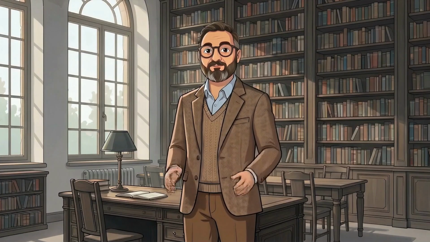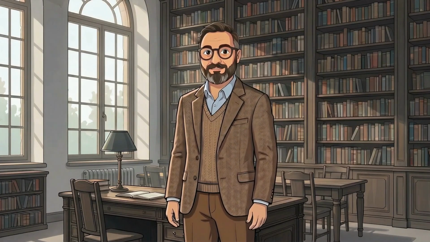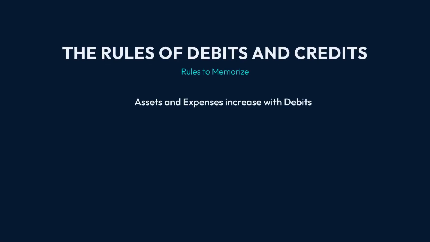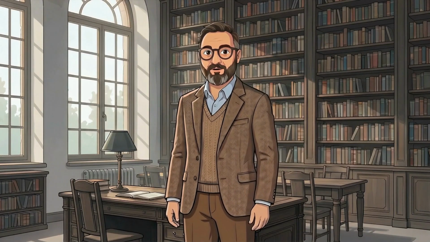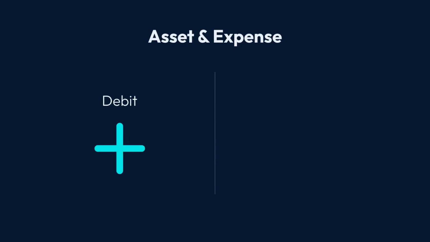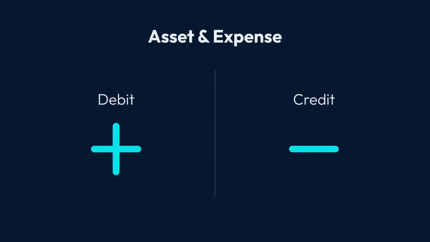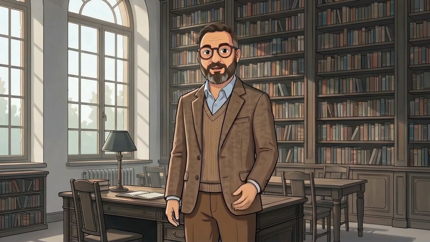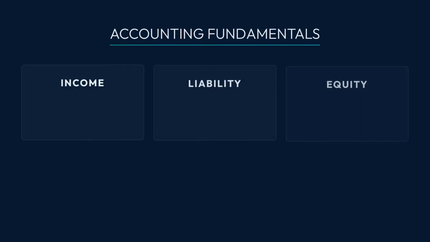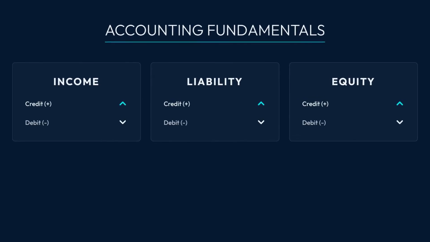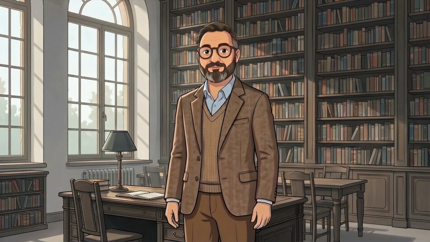The 5 account types we've discussed, asset, liability, equity, income, and expense, are affected by the entries in different ways. There are a few rules that we must memorize. The rules of debits and credits are: for asset and expense accounts, we use debit entries to increase the balances and credit entries to decrease them. For income, liability, and equity accounts, we use credit entries to increase the balances and debit entries to decrease the balances. Let's look at a few quick examples.